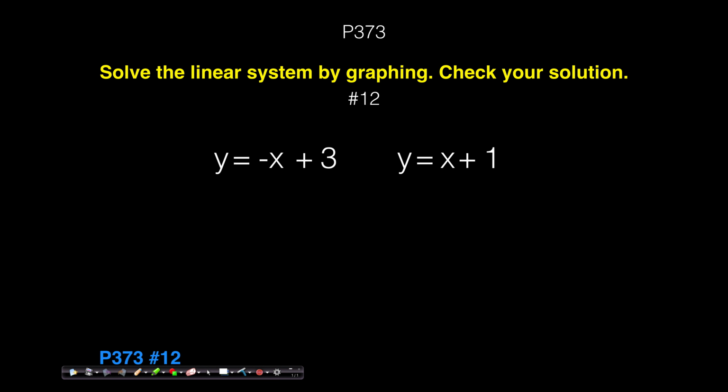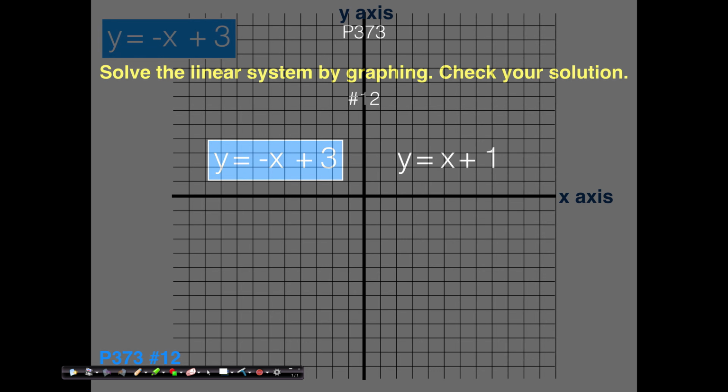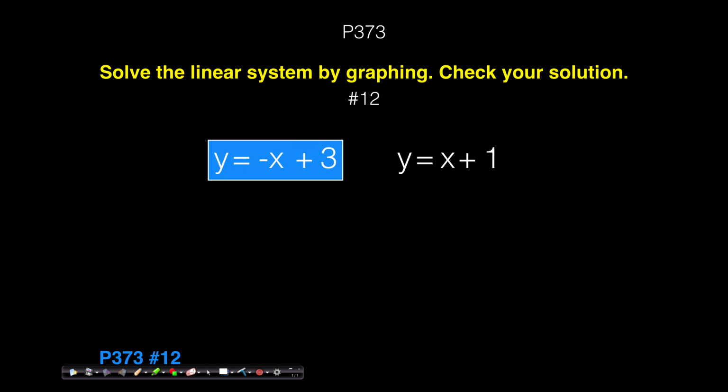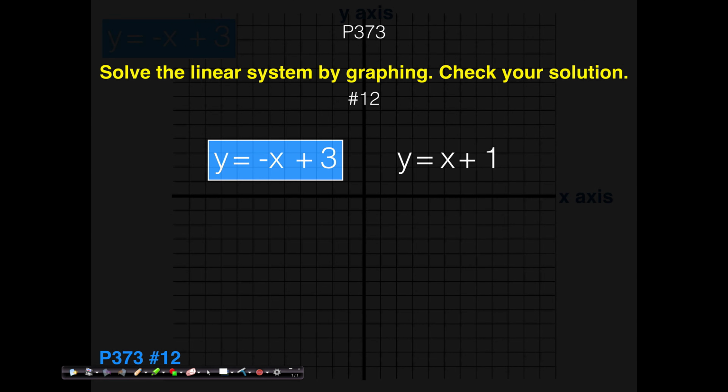We're on page 373, number 12. This one's asking us to solve the linear system by graphing and then check our solution. So luckily, both equations are already in slope-intercept form, y equals mx plus b. Having the fact that they're already there, we can just go ahead and start graphing them.